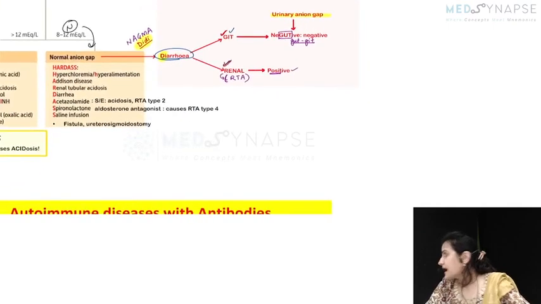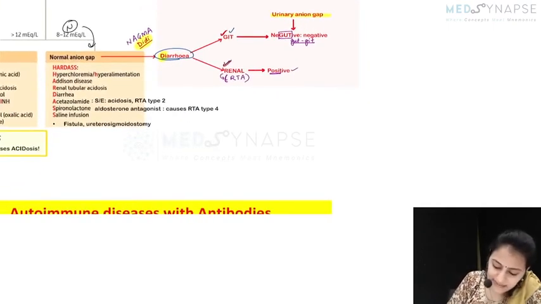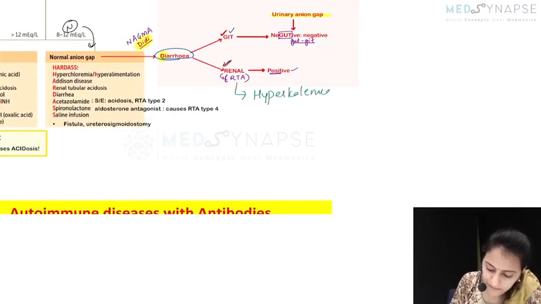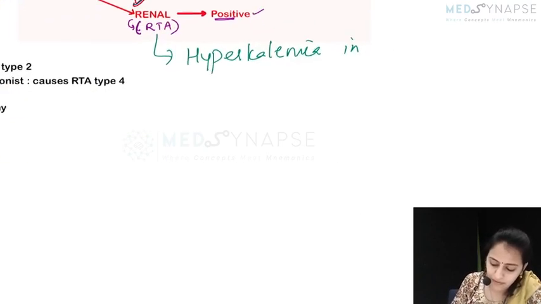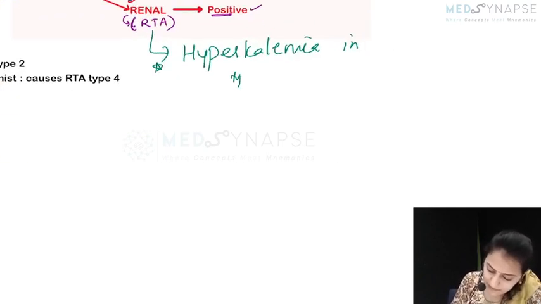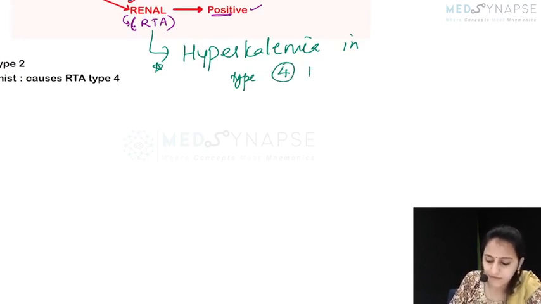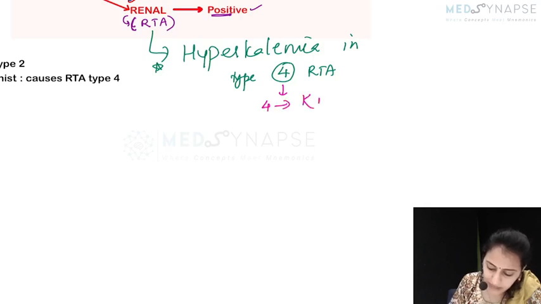Okay? And which RTA has hyperkalemia? Type 1 to 4? Type 4. Very important question. Hyperkalemia is seen in type 4 RTA. Remember that in 4, the potassium is more.